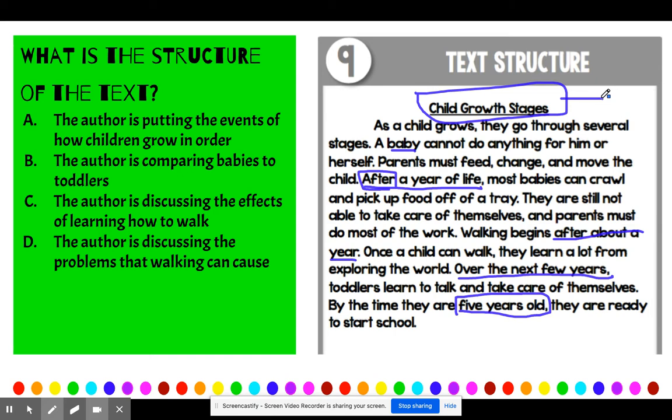The author's putting in order how a child grows. So now that I have that in my mind, notice that I'm doing all of that before I ever look at my multiple choice. Let's look.